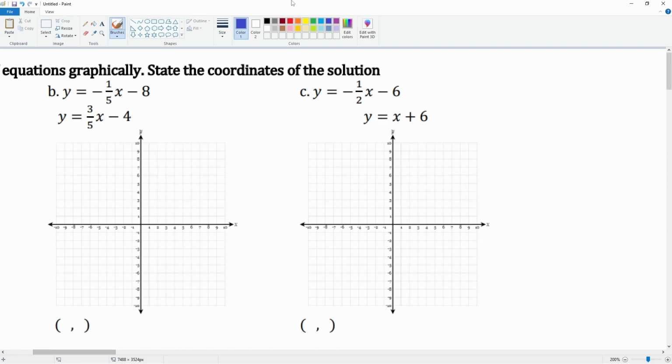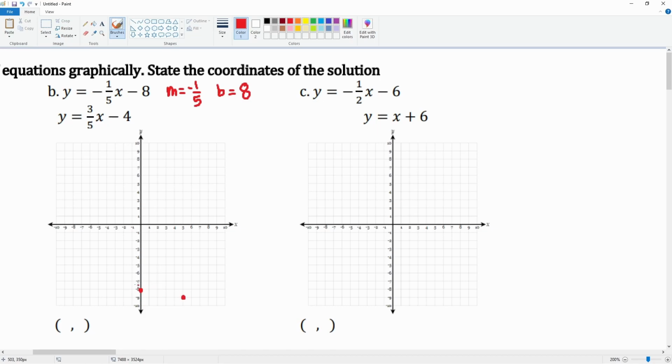B, the first one's going to be in red. The slope here is m equals negative 1 over 5, and the b is negative 8. All right, so we go to negative 8, and it looks like we go down 1 across 5. 1, 2, 3, 4, 5.